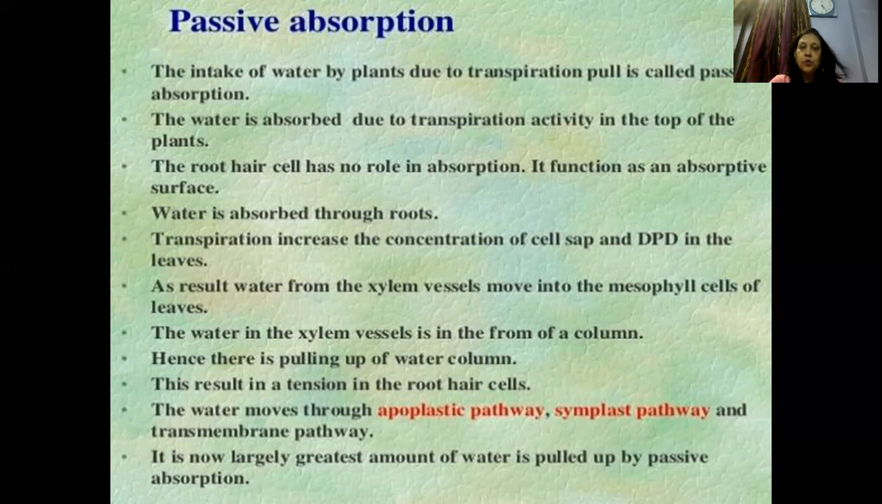So the water moves through the apoplastic pathway, symplastic pathway, and the transmembrane pathway. So the transmembrane pathway is also part of the symplastic pathway. Okay, so the greatest amount of water is pulled up by passive absorption. So the water is absorbed through the roots and rises up like a column, okay, and reaches up to the leaves. Clear? Now we go to the next part.